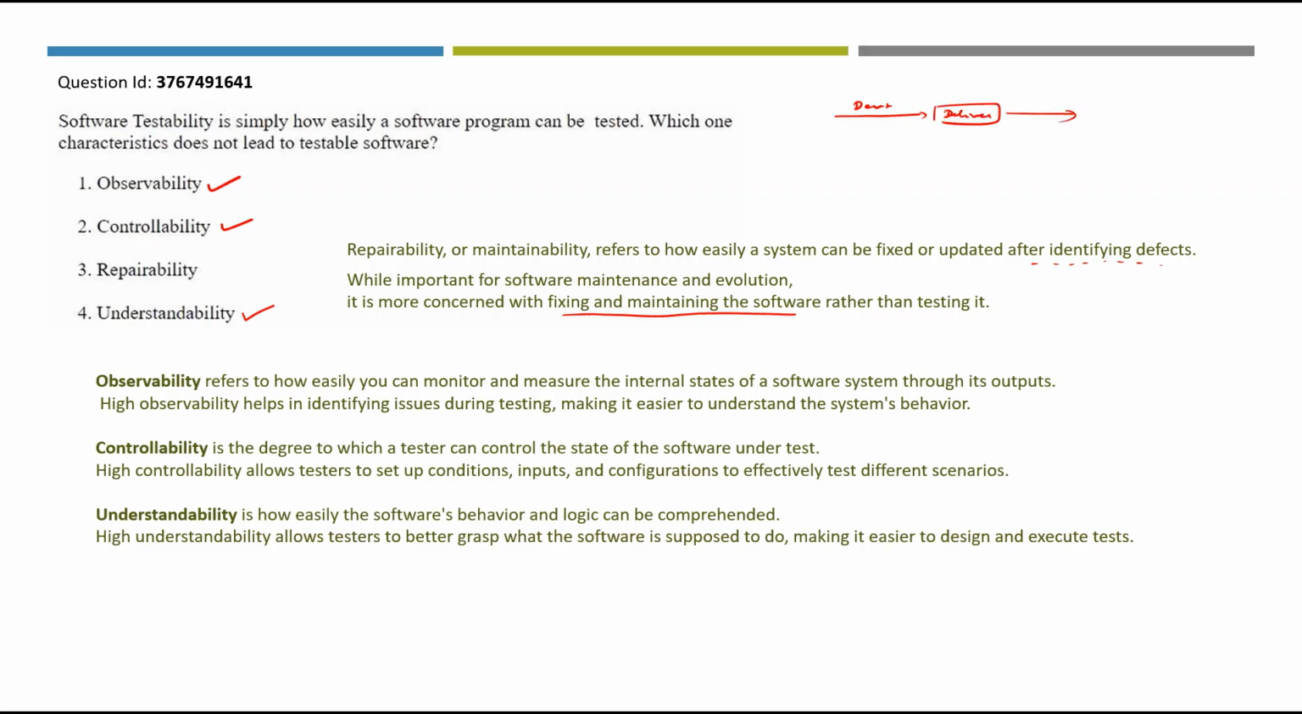After you deliver to the client, whatever happens here comes under maintenance. So only during maintenance you will be able to repair something. So we are going with option number 3, repairability, as the right answer.